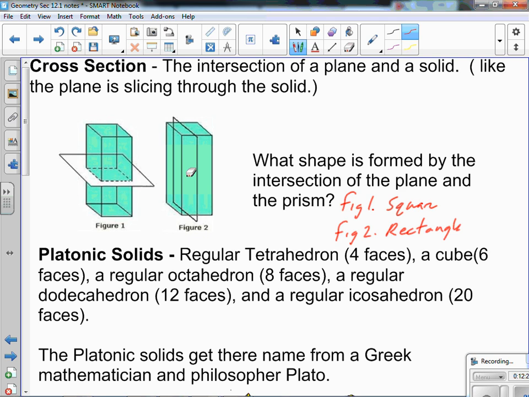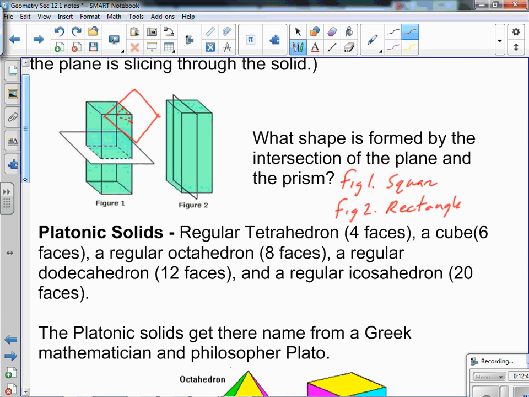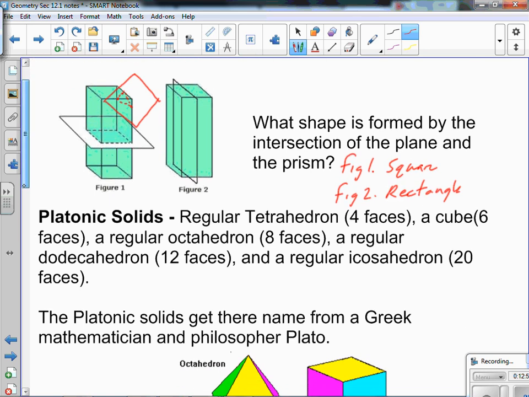And there are other shapes that can be created depending on what angle you cut it at. Like I could have a plane that cuts through and just kind of cuts the corner off there. And then we could see that we have a triangle shape there. All right, so it all depends on what angle that plane cuts through the solid to see what shape we create.